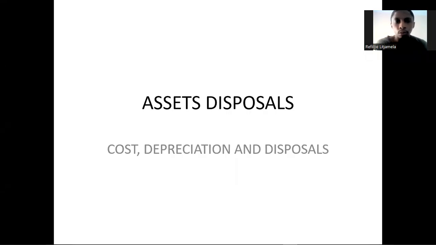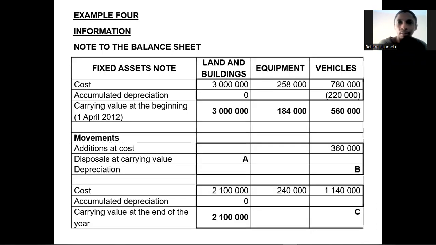Milan, we are going to continue with asset disposals. I'll be doing example 4. In example 4, information is given differently. We are given the tangible asset note, which is the note to the statement of financial position.